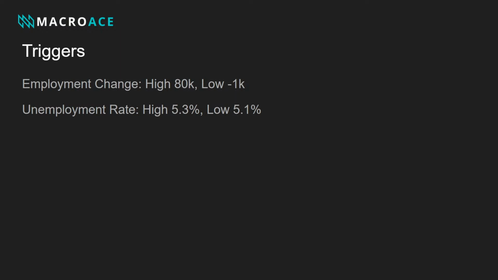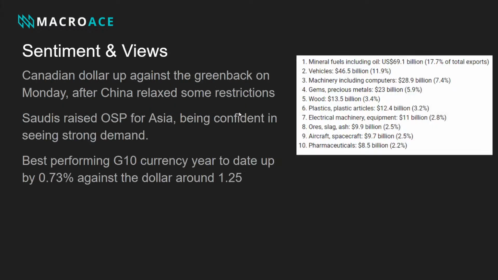Unemployment rate is expected to, the high estimate is 5.3%. Median estimate is for it to remain unchanged at 5.2. The low estimate is 5.1%. So remember, with a higher unemployment rate, that's worse for the economy, of course. And with a low unemployment rate, that's going to be better. So you'd expect some positive reactions from the Canadian dollar and possibly the Canadian stock index too, as well. So that's the triggers there.